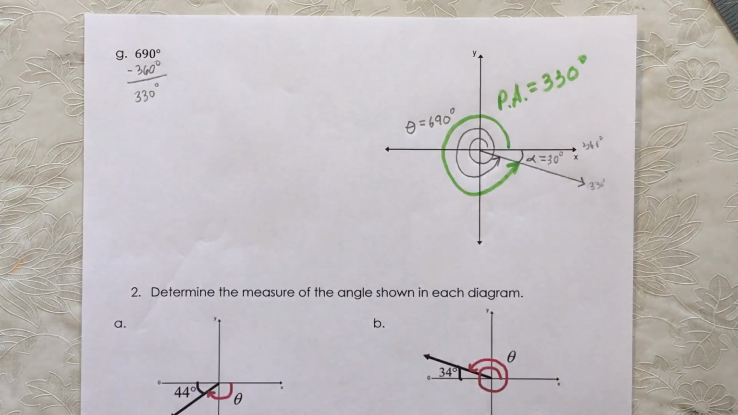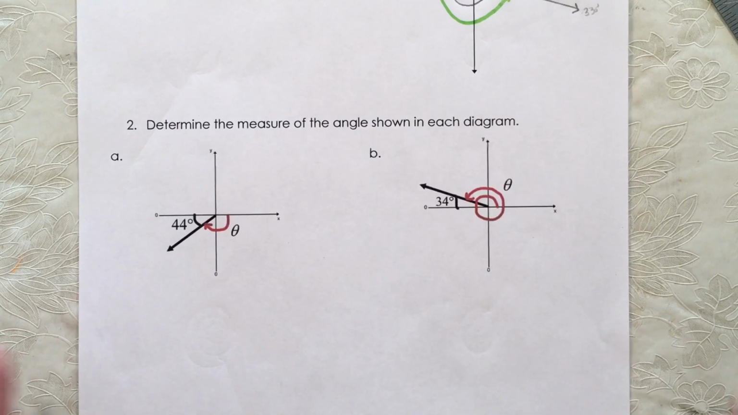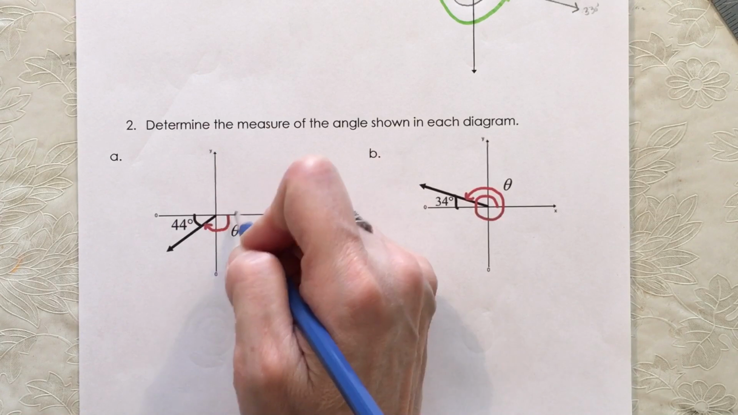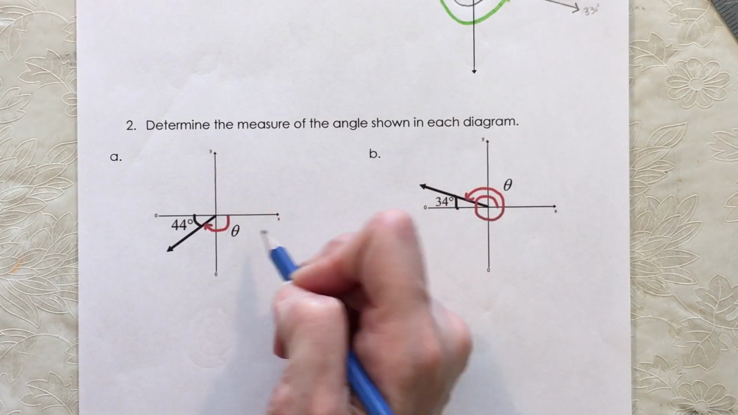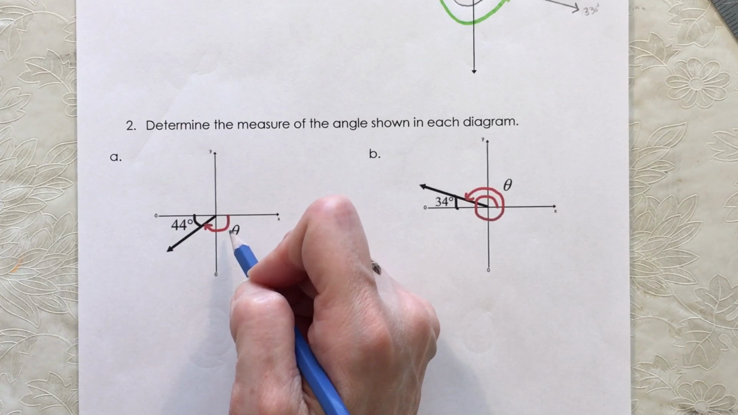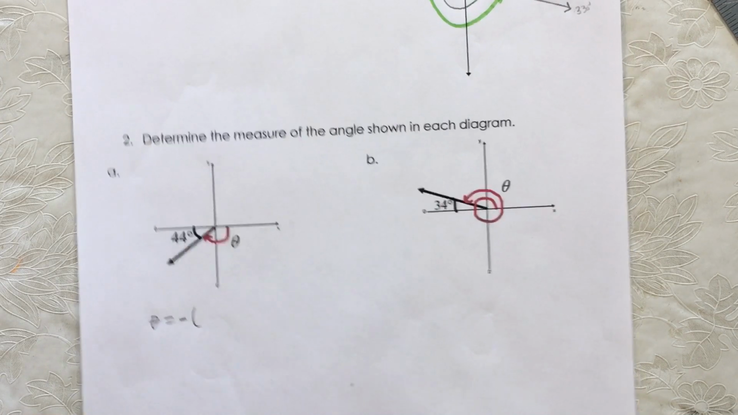Okay, now our second question here. It gives you a diagram and it wants you to determine the measure of the angle shown in each diagram. So the angle shown is theta in red here. And I guess you want to know, is the angle positive or negative? So this one, you can see it's clockwise, sorry. So it's going to be a negative angle. So theta is going to be negative, so I'll just put the negative out front of the brackets.